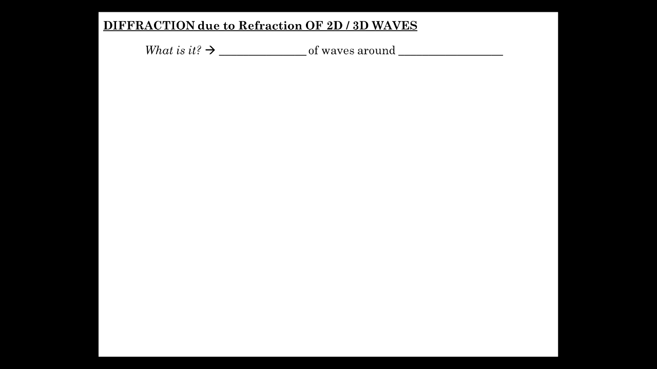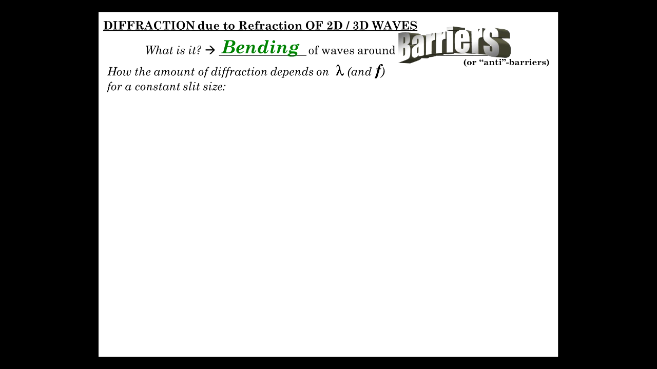So, pertaining to waves, we've now covered the ideas of reflection, the law of reflection. We've covered refraction, and we've discussed dispersion. Now, another idea is diffraction. I say due to refraction, you're going to see it's very similar in that it's the bending of waves. It's the bending of waves around barriers, or anti-barriers, namely a space through which the wave energy can travel. So we'll see what that looks like.